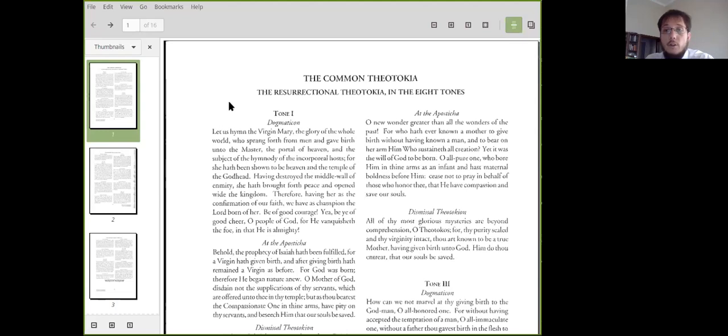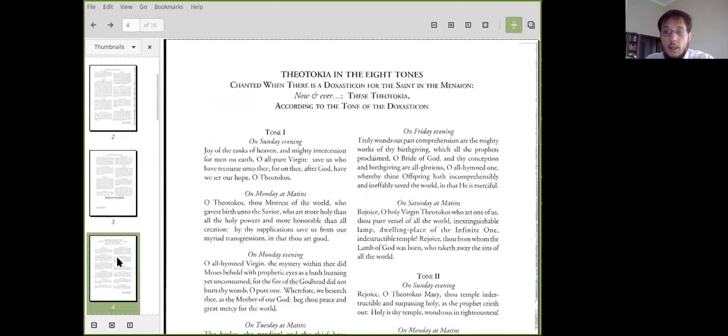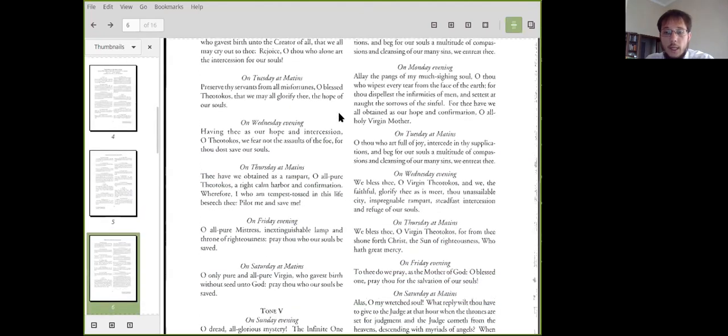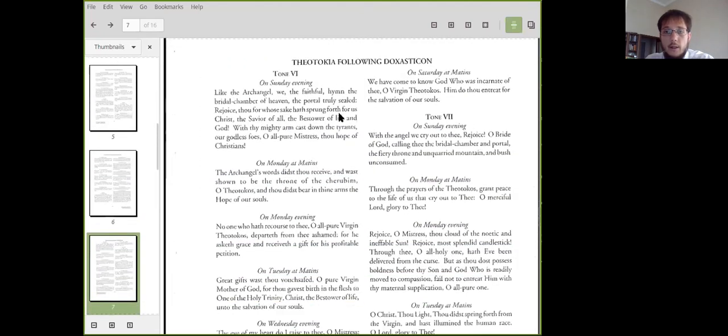So here are the common Theotokia, the resurrectional Theotokia. This is Appendix 1. This is not what you need. What you need is Appendix 2, Theotokia in the eight tones chanted where there is a doxastikon for the saint in the Menaion. Now chant these Theotokia according to the tone of the doxastikon. So our doxastikon was in tone 6. And so we go in here, tone 6. And suppose it's Sunday evening, we've got that Theotokion, "Like the Archangel..." So it matches with the Slavonic. Yay. It should, because this is translated from the Slavonic.